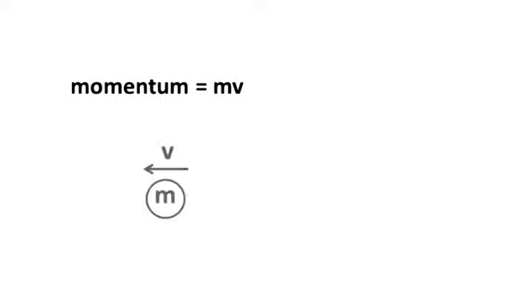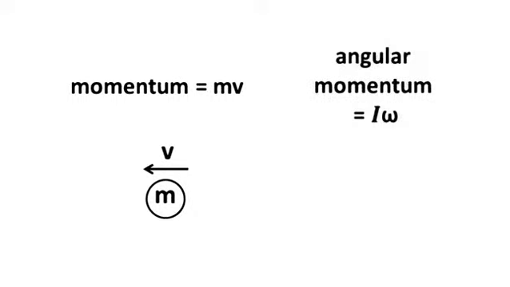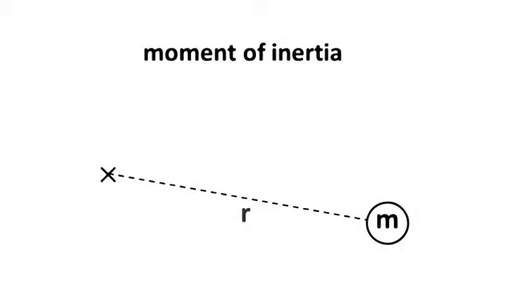Let's also compare momentum and angular momentum. We've seen that momentum is given by mass times velocity. Well, angular momentum is given by moment of inertia times angular velocity. The angular velocity is the rate of change of angle, how fast the object is spinning, measured in radians per second. And the moment of inertia depends on the mass of the object and how far that mass is from the axis of rotation. For example, for a point mass m at a distance r from the axis of rotation, the moment of inertia I is given by I equals m times r squared.